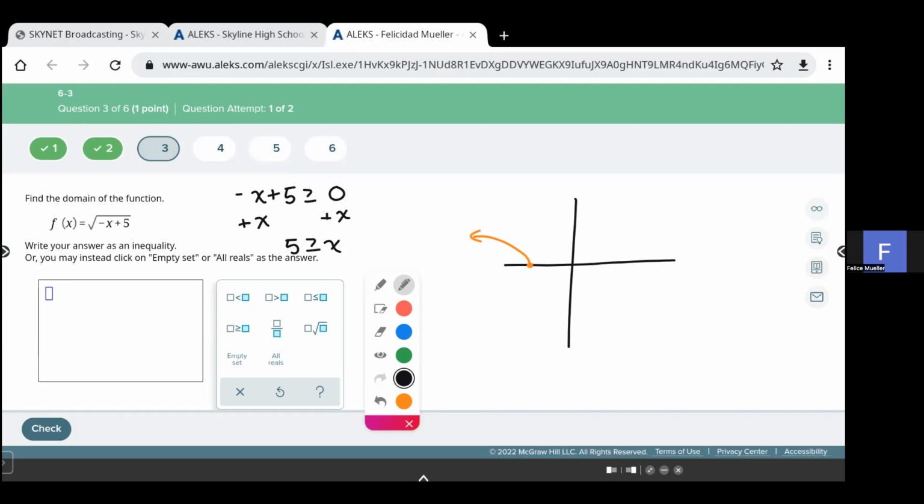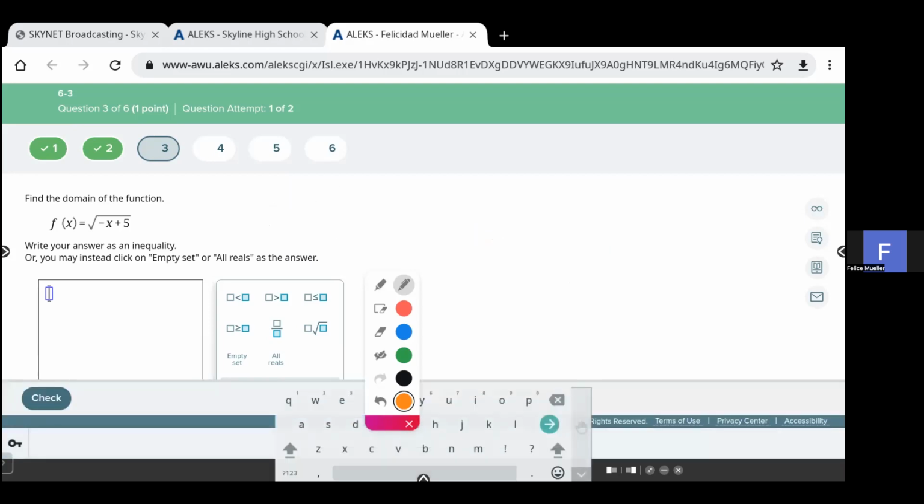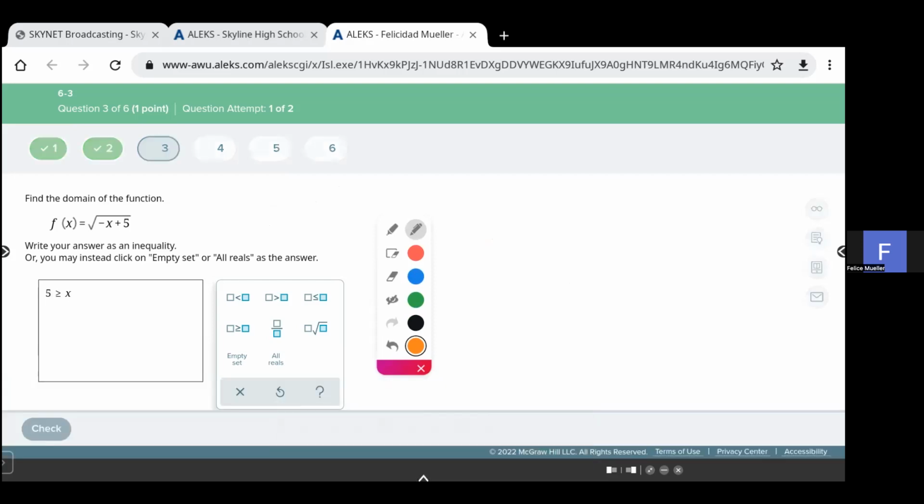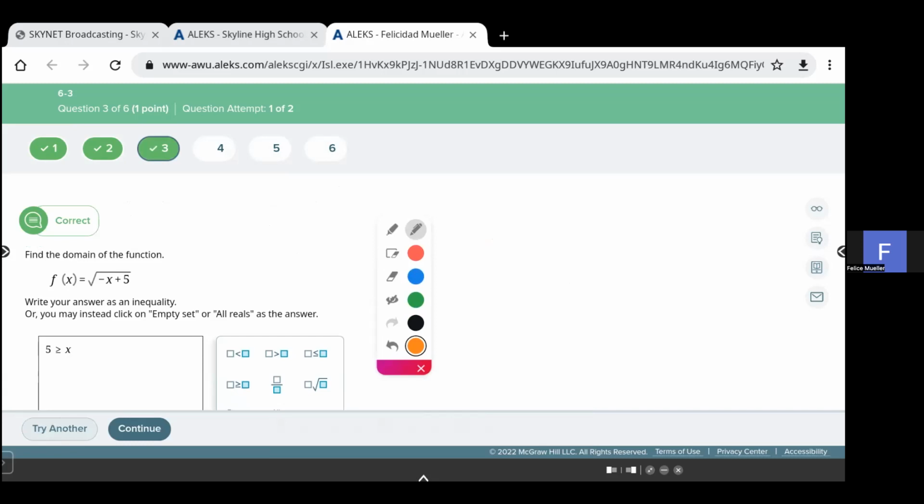So yeah, my graph's probably wrong over there. If that is the case, it's going to be here instead. So we're going to go over here though. We said 5 is greater than or equal to x. If I wanted to, I could say x is less than or equal to 5. But to me, it was just easier to move the x instead of the 5.